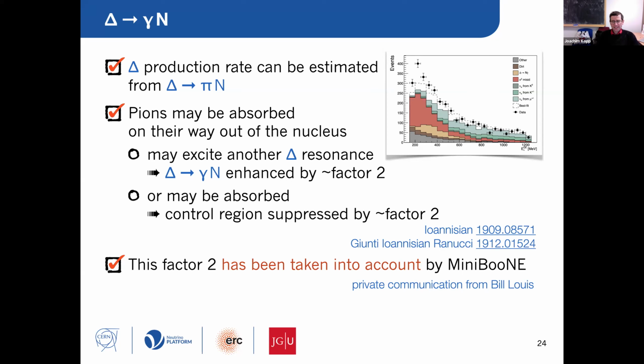The other possibility is that the pion is simply absorbed and never leaves the nucleus. And then, of course, it can't be detected. In that case, your control measurement of delta to pi decays would be suppressed by roughly a factor of 2.